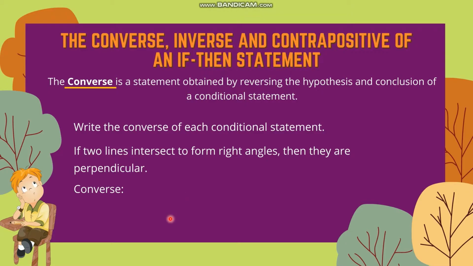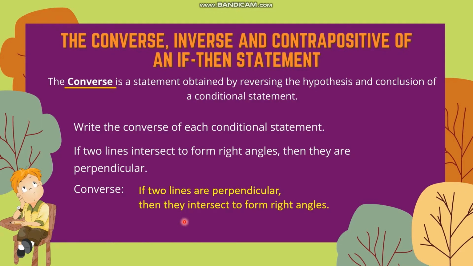Okay, so our answer will be if two lines are perpendicular. Okay, so napansin nyo, etong conclusion natin dito sa una, siya na ngayon yung magiging hypothesis natin. Okay, then they intersect to form right angles. So ngayon, yung hypothesis natin kanina, siya na yung naging conclusion natin. So ibig sabihin, reverse is babalik-tarin lang natin. Yun yung ibig sabihin ng converse.